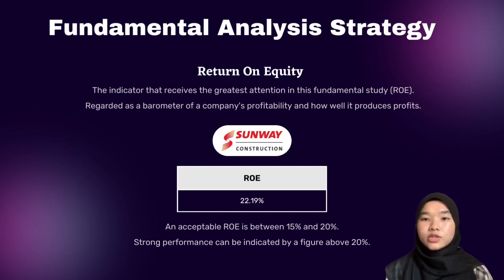According to the table, the return on equity of Sunway Construction is 22.19%, as an acceptable ROE is between 15% and 20%. In addition, a strong performance can be indicated by a figure above 20%, but it can also mean that management has increased the risk the company is exposed to by borrowing against its assets.